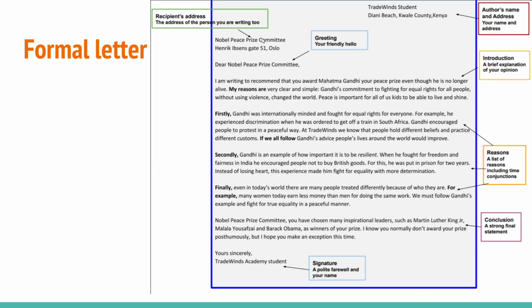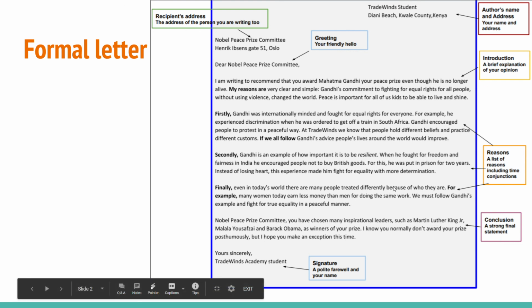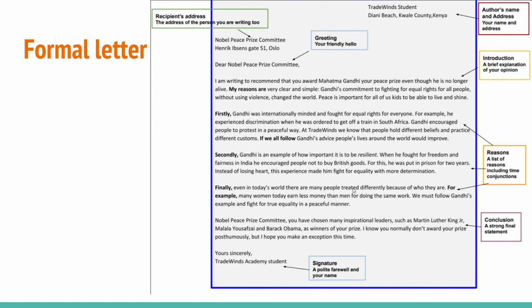Today you're going to be putting these sections, these parts of your letter in order. So I hope you can do that. You're going to do great. Good luck.